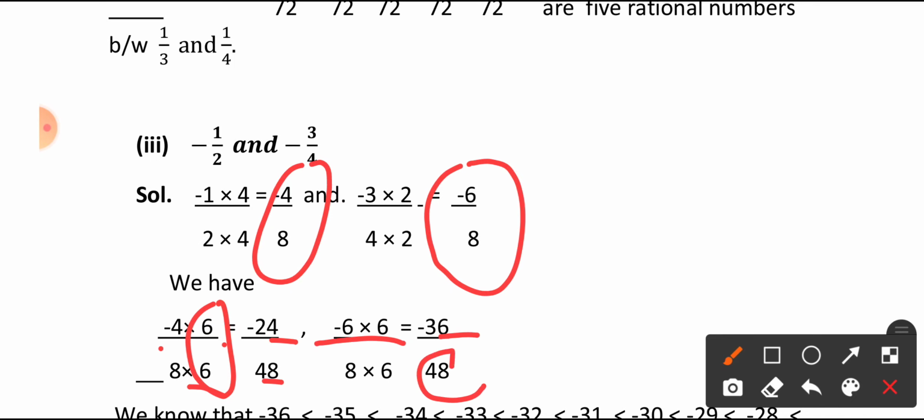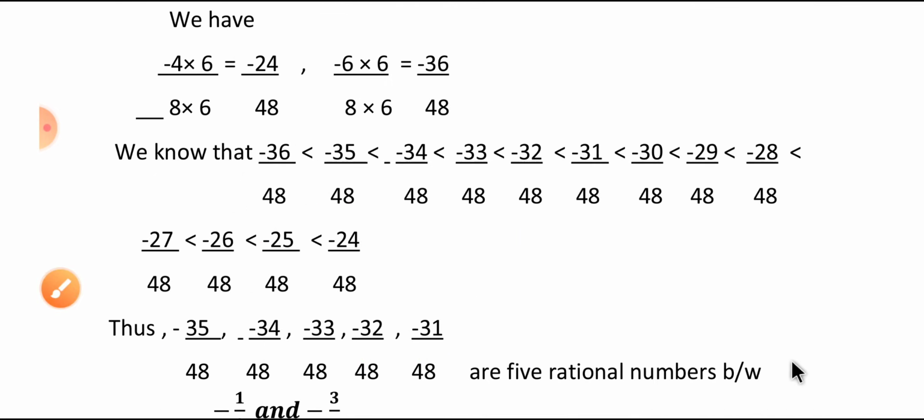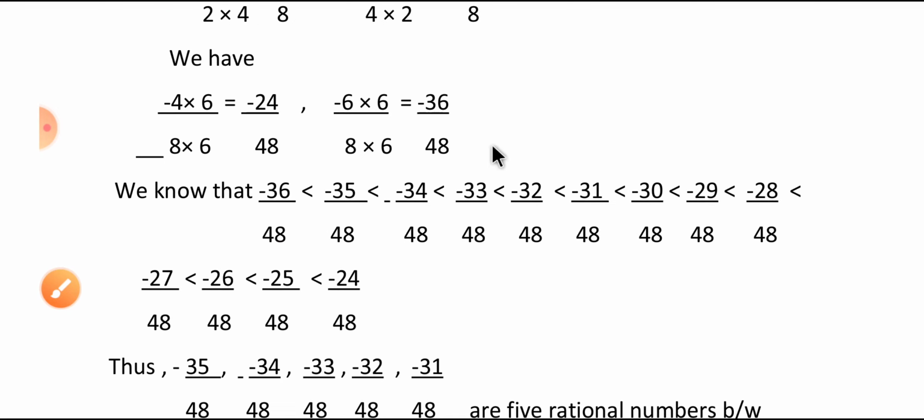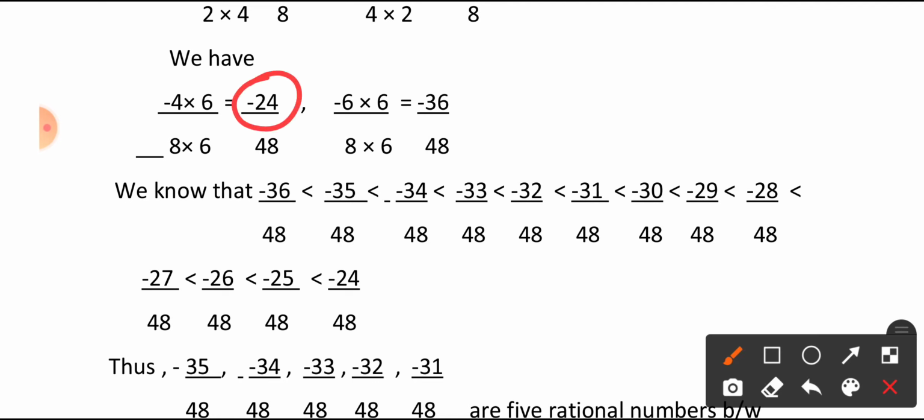Now you can see that the denominators are equal. Now write the rational numbers between minus 24 and minus 36 in increasing or ascending order. Ascending order means from the smallest to the greatest number. Between minus 24 and minus 36, which is the smallest number here? Minus 36. So we'll start from 36.